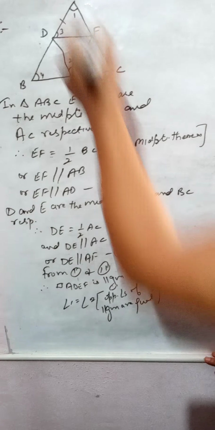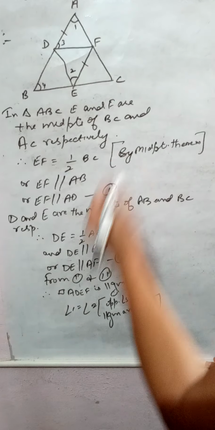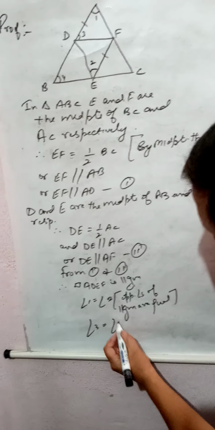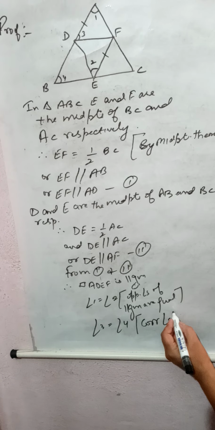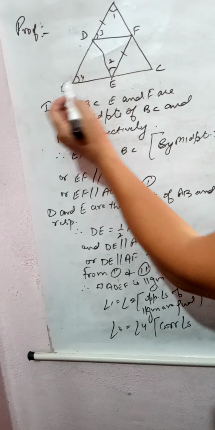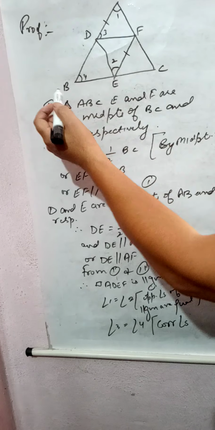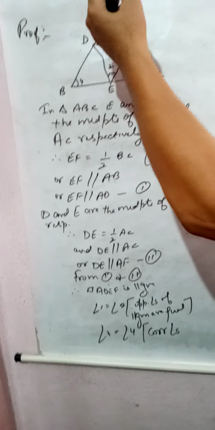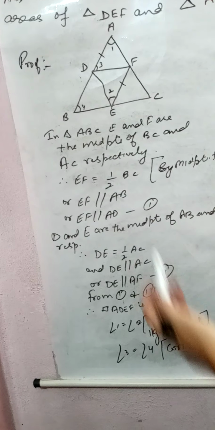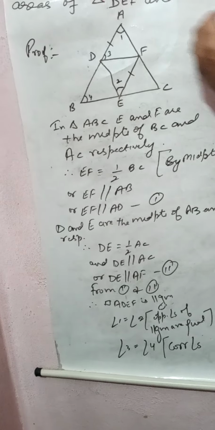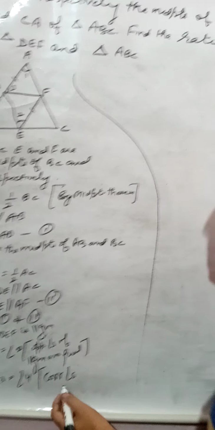What about this condition? Angle 3 equals angle 4. Why? Because of corresponding angles. Why are they corresponding angles? Because DF is parallel to BC, and AB is a transversal. So these are corresponding angles.